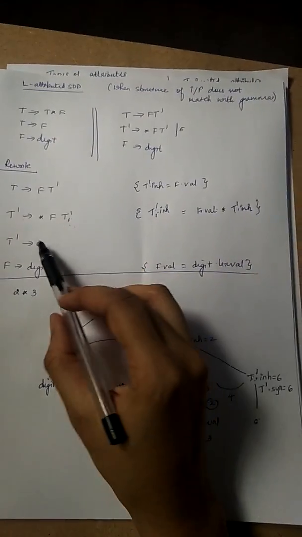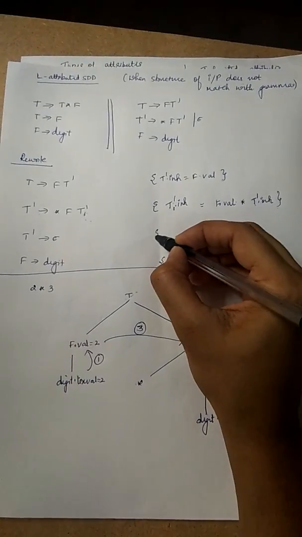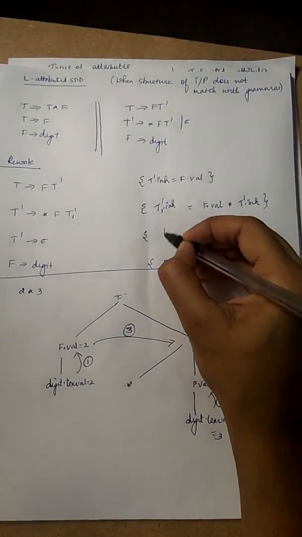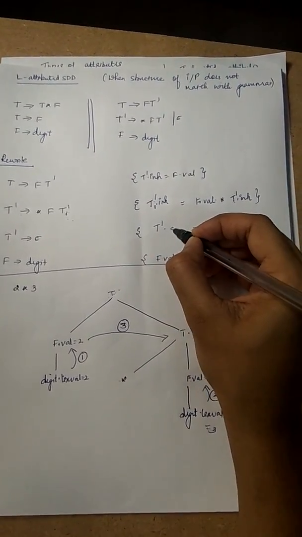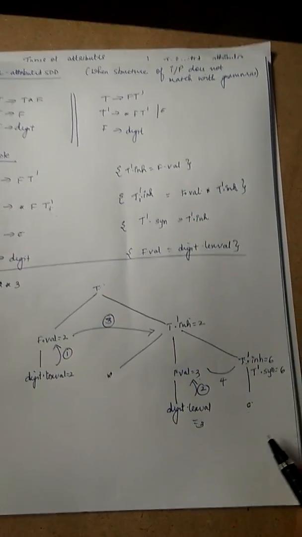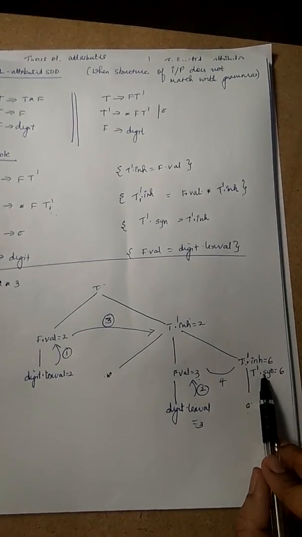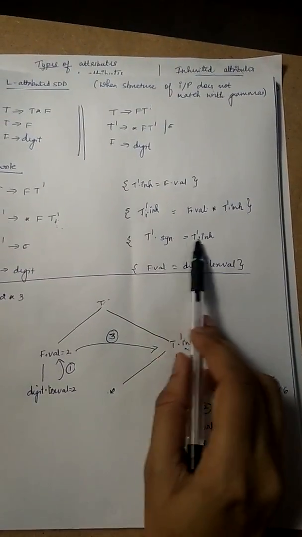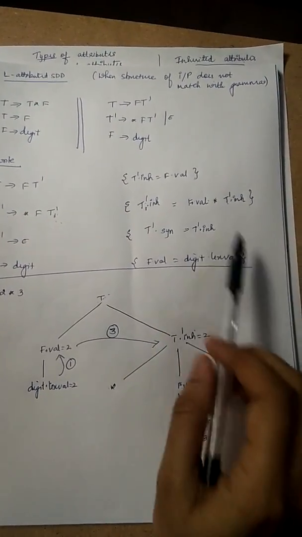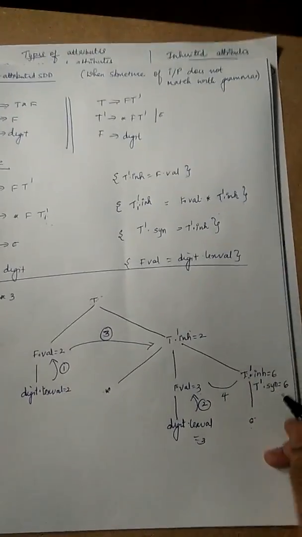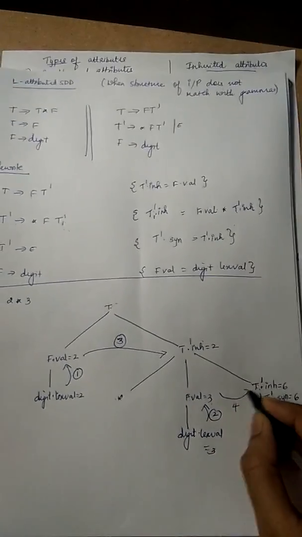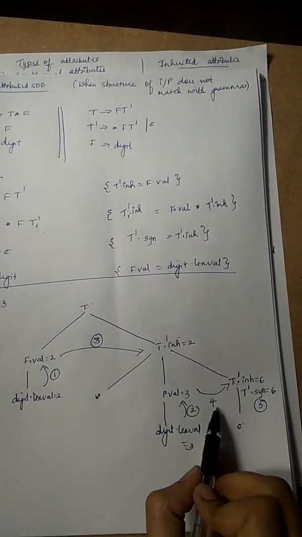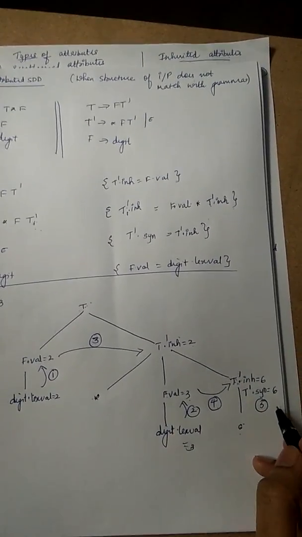So whenever you have an epsilon rule like this, which means this T', earlier it was inh, and it is synthesized by itself, so I can rewrite this as syn, right? So this is T' dot syn. So whenever you see an epsilon, you will have productions of this kind. It will be considered as synthesized by itself. Okay, so I can write the sequence as follows. We have sequence 1, then sequence 2, sequence 3, sequence 4, and then sequence 5.